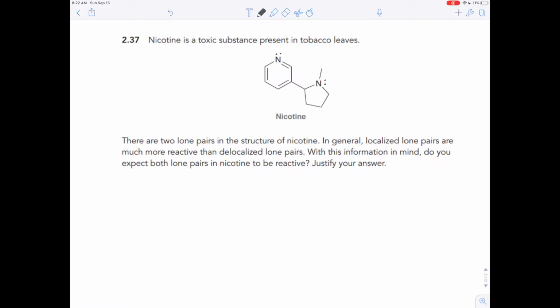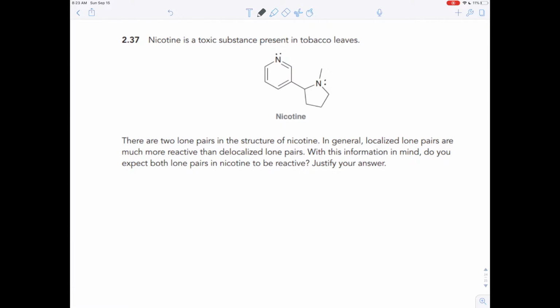It says, in general, localized lone pairs are much more reactive than delocalized lone pairs, because delocalized lone pairs spread charge out over a larger area, so in any individual area there's a smaller charge, and so the molecule is more stable. With this information in mind, do you expect both lone pairs in nicotine to be reactive?